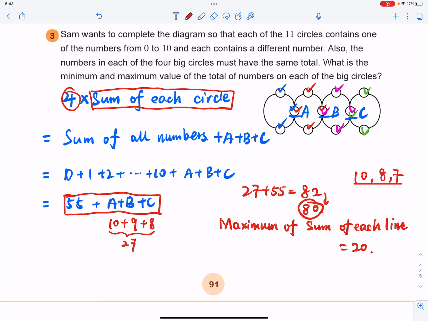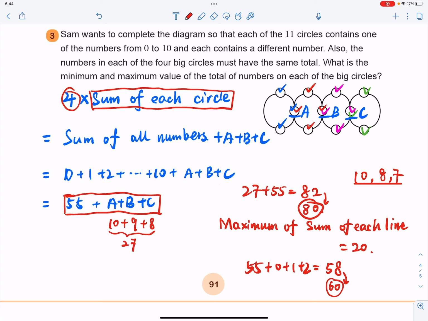And what is the minimum? Let's see, 55 plus 0 plus 1 plus 2. Is that divisible by 4? You're going to have 58. And we know that 58 is not divisible by 4. So you can get the next number, which is a multiple of 4 and just a little bit larger than 58. So that will be 60.